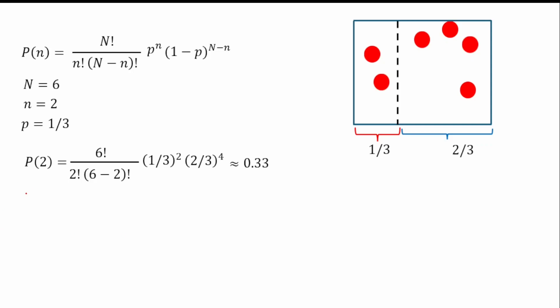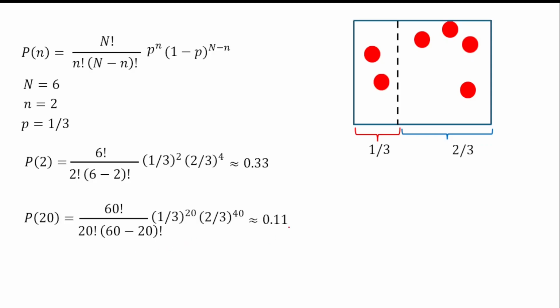For that case, the probability for 20 particles to be in 1/3 of the box, out of 60 particles, is 60 factorial divided by 20 factorial, 60 minus 20 factorial, times 1/3 raised to the power 20 and 2/3 raised to the power 40, because 60 minus 20 is 40. If we make this calculation, it goes like 0.11. Obviously, 0.11 is almost 1/3 of the previous probability.